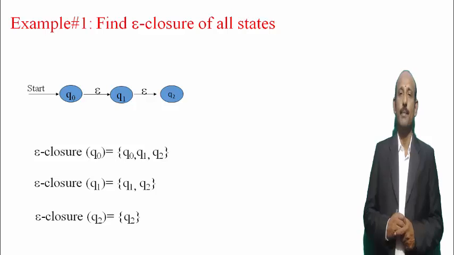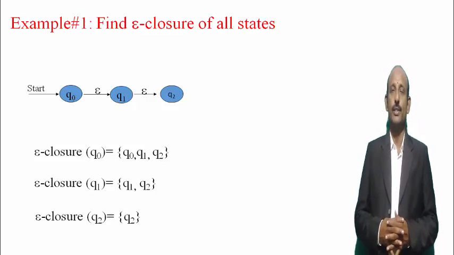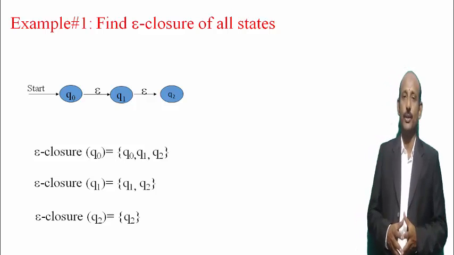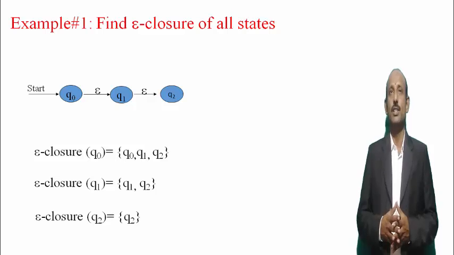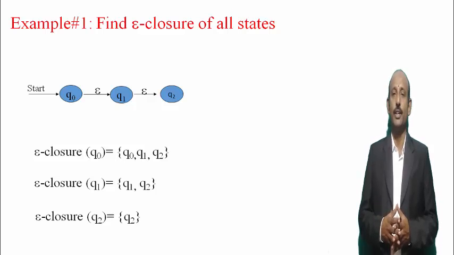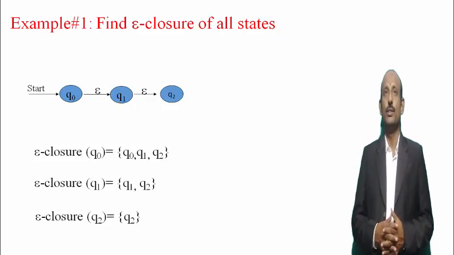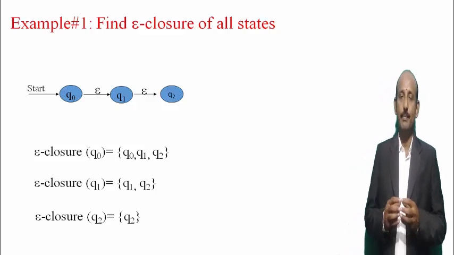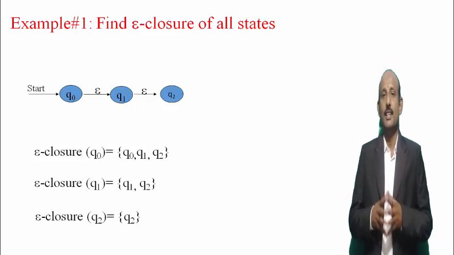Likewise, we can go for computing this epsilon closure of Q2. So we have to initialize the same state Q2. There are no other epsilon transitions on the state Q2. So the epsilon closure of Q2 contains only Q2. So this is the method of computing epsilon closure of the states.